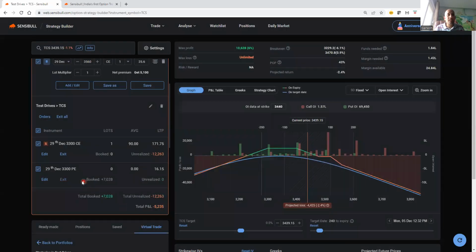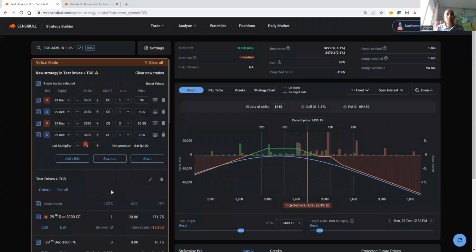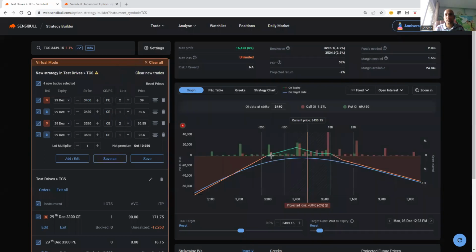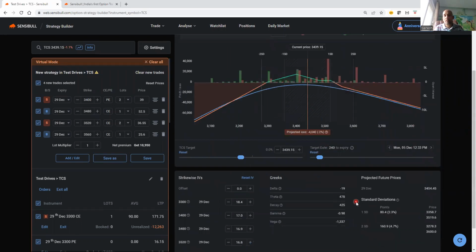Then you can take an additional put. Now you have only one put. Maybe you want to trade, you can short an additional put. Let's say two lots. When you short 2 lots of 3,400 put, now the break even is 3,300 to 3,534. So now we have got a very good break even with delta.